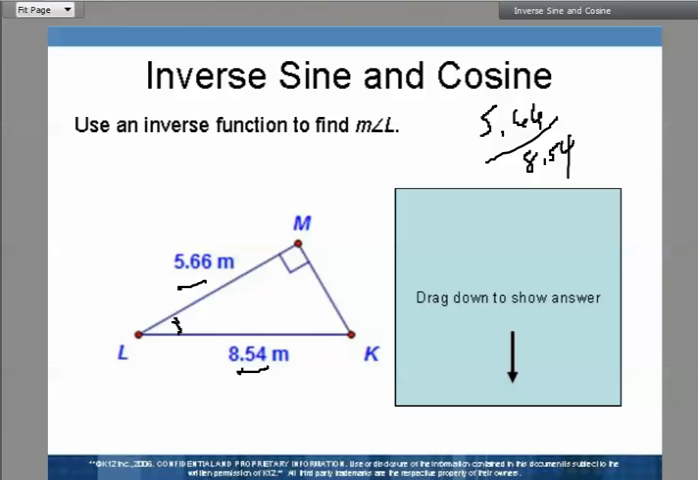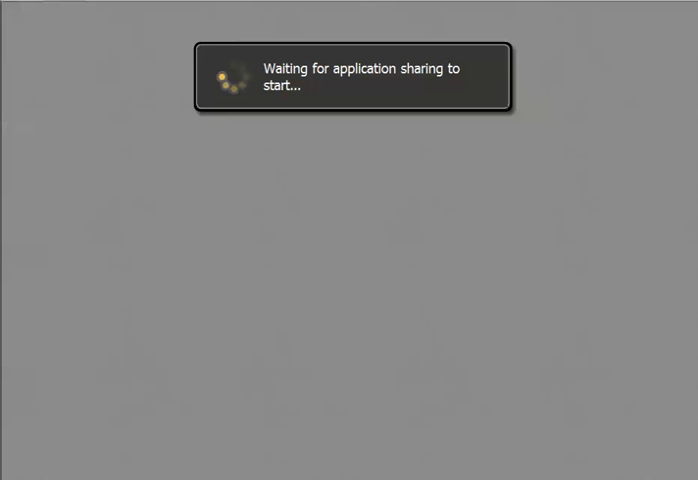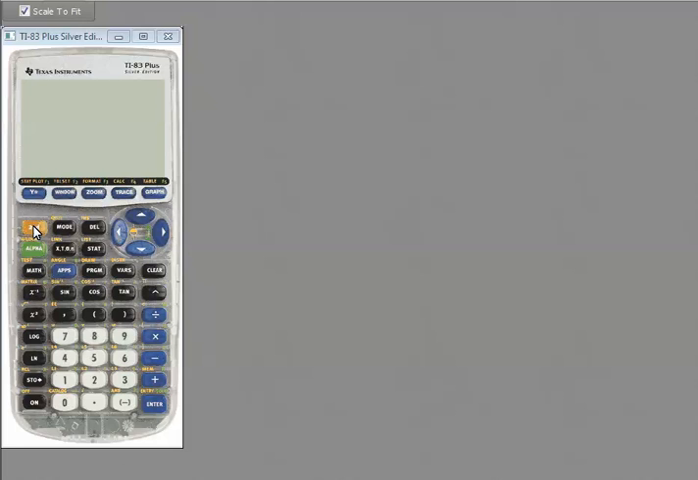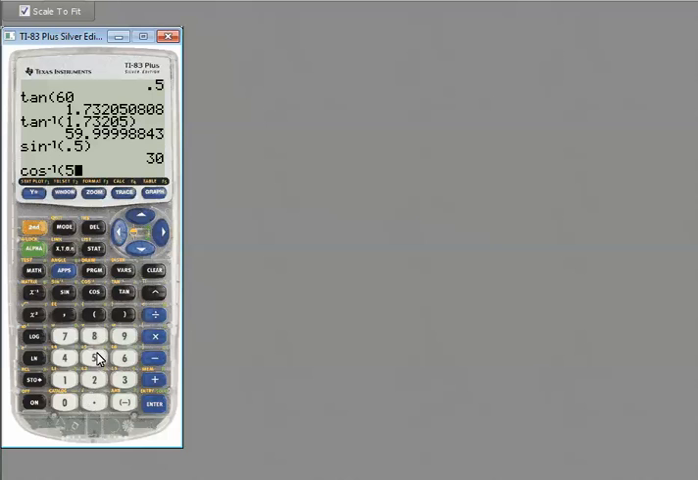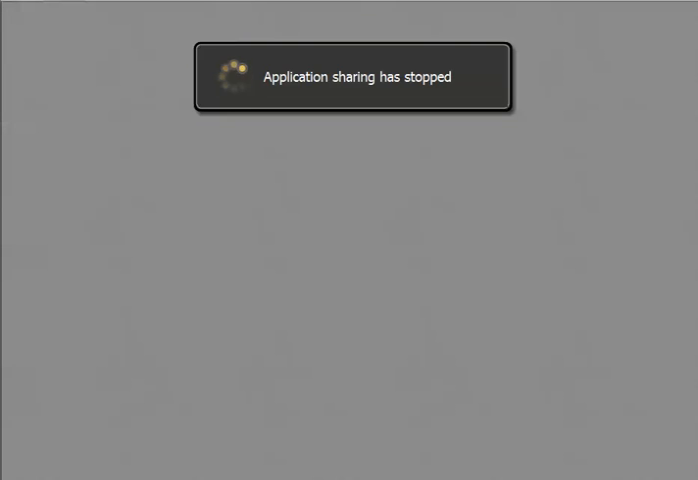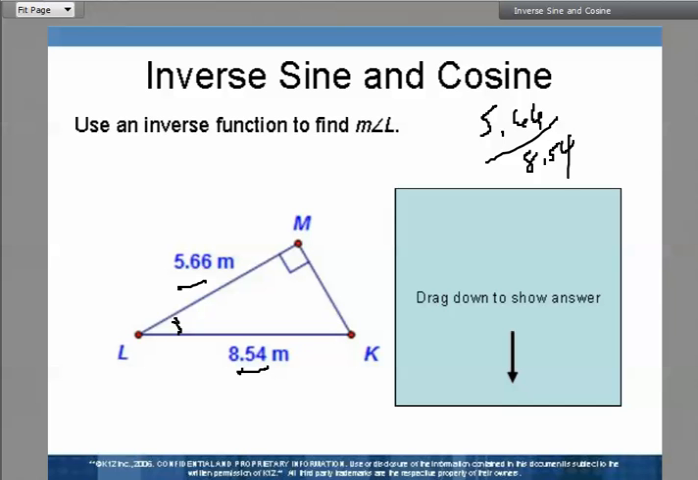So if I want to find that angle, what I'm going to do using my calculator is I'm going to say second cosine, 5.6 divided by 8.54 and press enter, and it's going to tell me the angle is at 49.02 degrees. And so I'd come back here to my problem, and it's going to be 49.02 degrees. Everyone see how I did that?